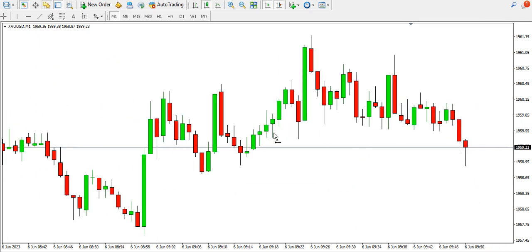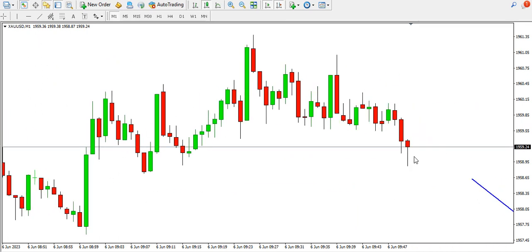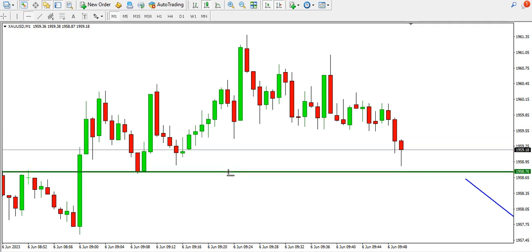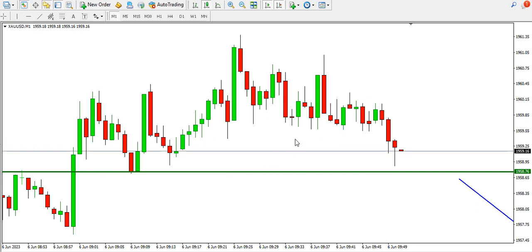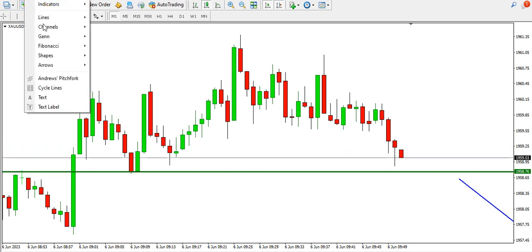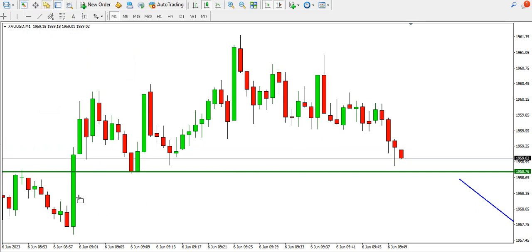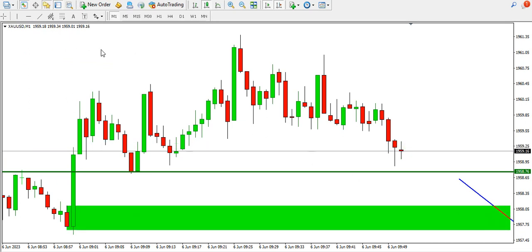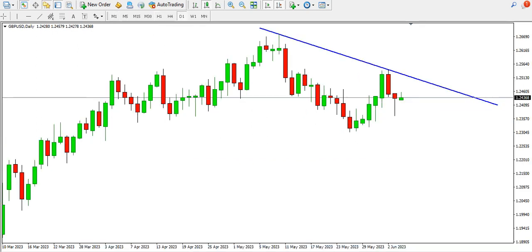On the 1 minute time frame, we can see something like a dome, a cap shape. A failure of this particular level, the 1958.7 level, and price might drop to this particular order block on the 1 minute time frame, which is the 1957 level. So look for selling opportunities on gold for now.